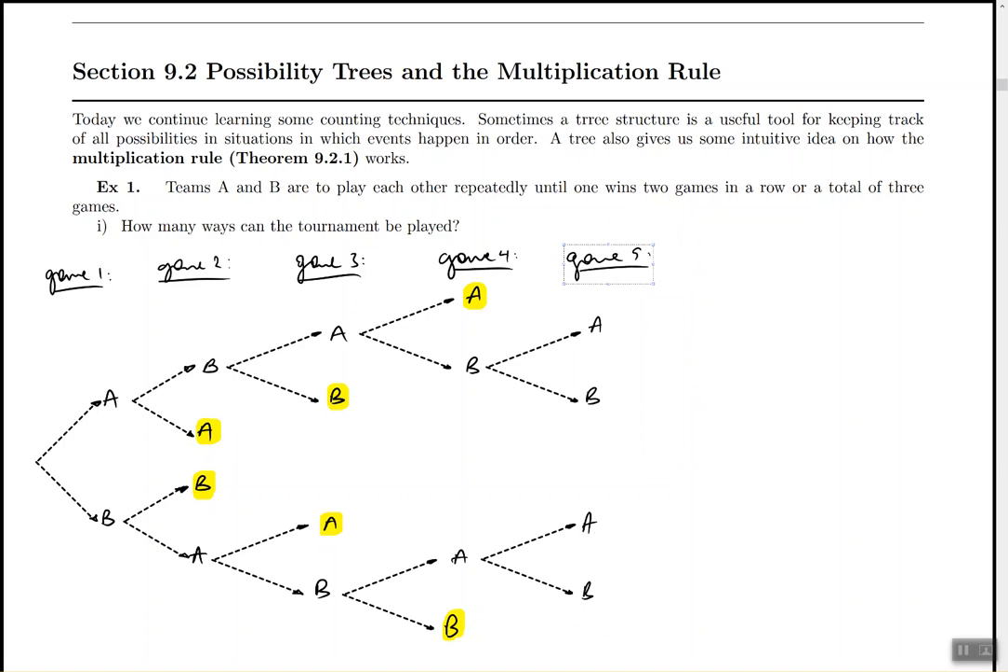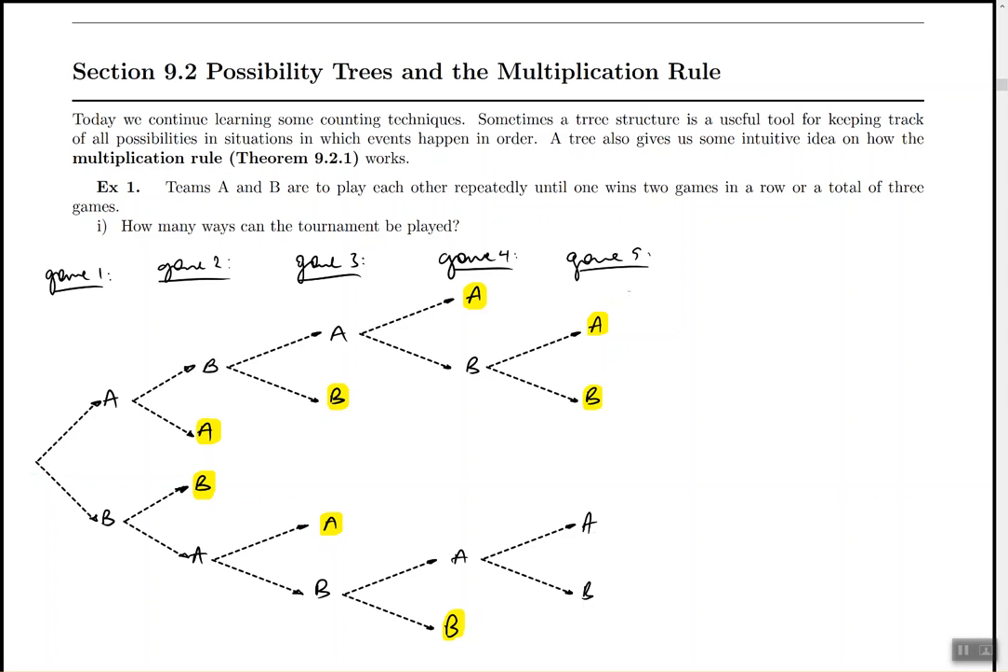Okay, so at this point, let's go back to the original side of the tree. So if we trace this route, then in that case, A has won 3 in total so far in this whole tournament, so A is declared the winner of the tournament. However, if we trace this part of the tree, then B has won twice in a row, so B is declared now winner. So that tournament is basically finished.